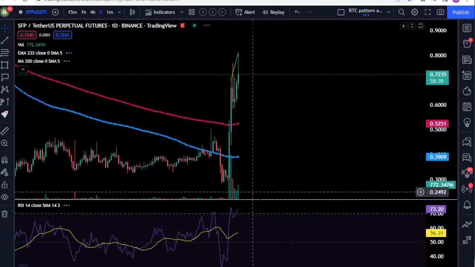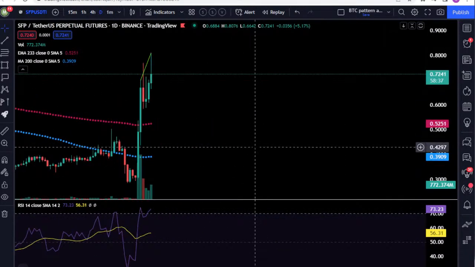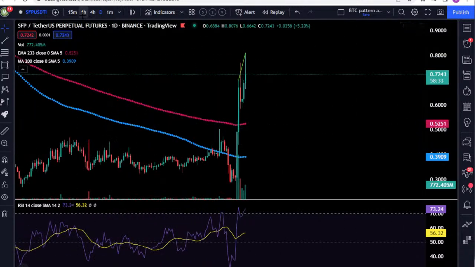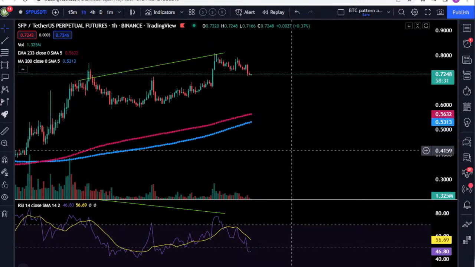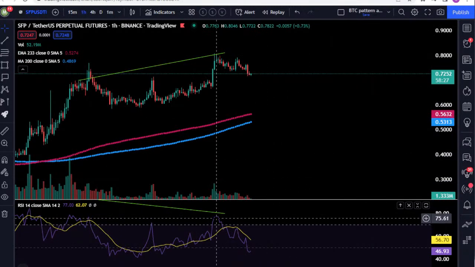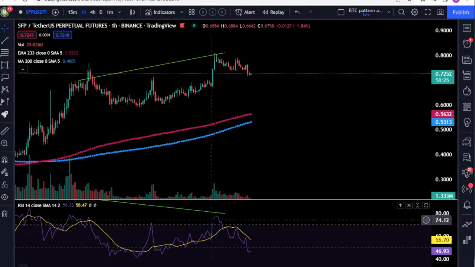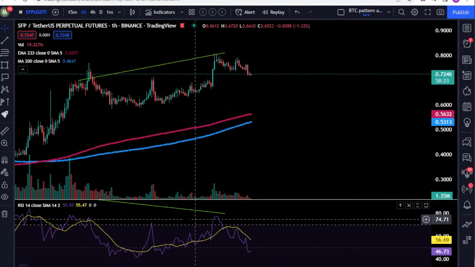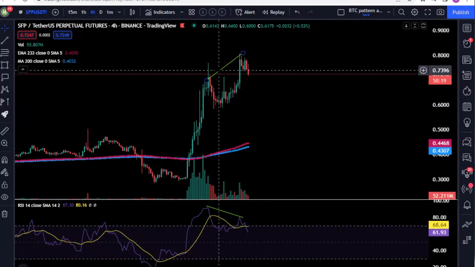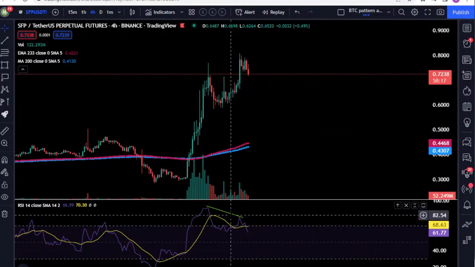On the daily, no divergences. On the hourly, at the moment, are we forming another hidden bearish divergence or something to help us continue the trend down? No hidden bearish divergence. But yeah, the 4 hourly divergence played out. 4 hourly divergences are strong, higher time frames are stronger.